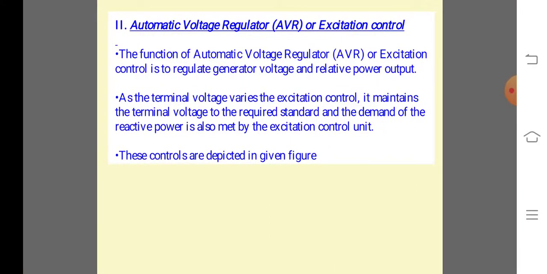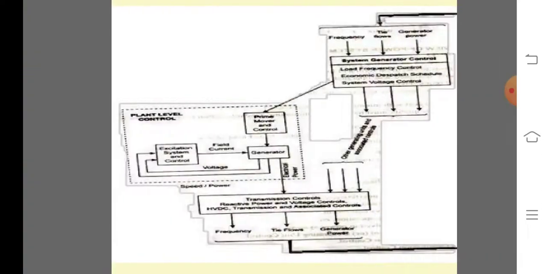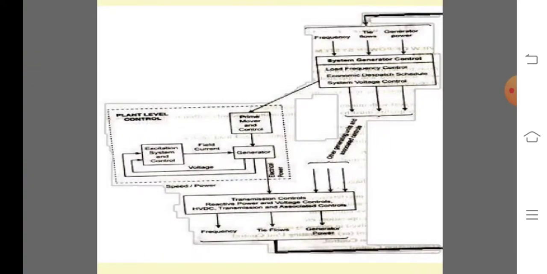Next, a small introduction to the automatic voltage regulator or excitation control, which regulates generator voltage and reactive power output. As the terminal voltage varies, the excitation control maintains the terminal voltage at the required standard, and the demand of the reactive power is also met by the excitation control unit. These controls are depicted in the given figure. The figures are shown here.